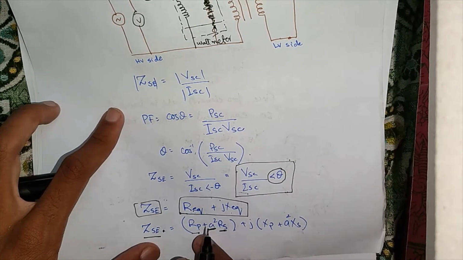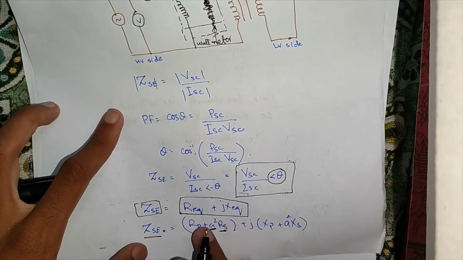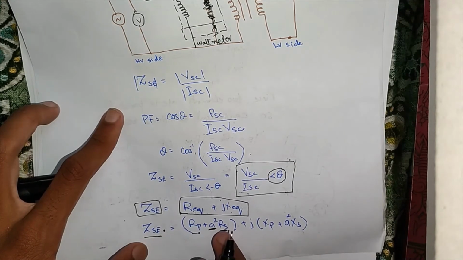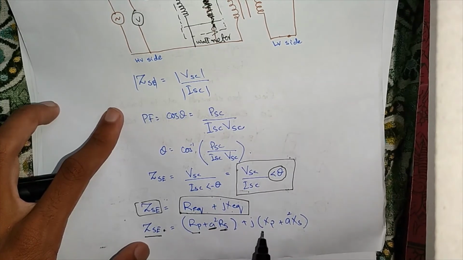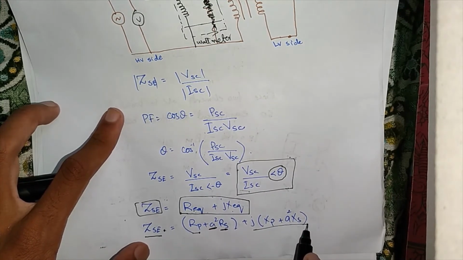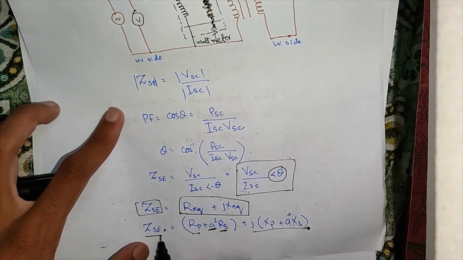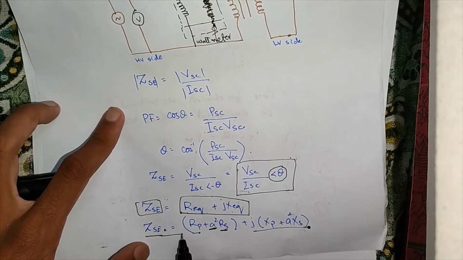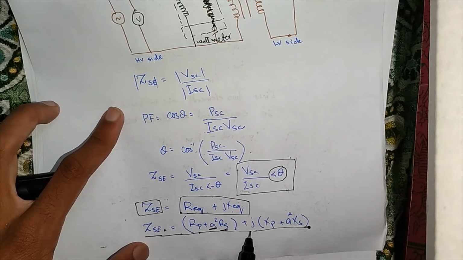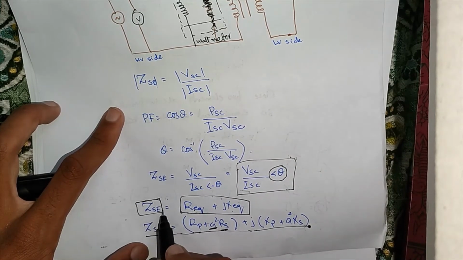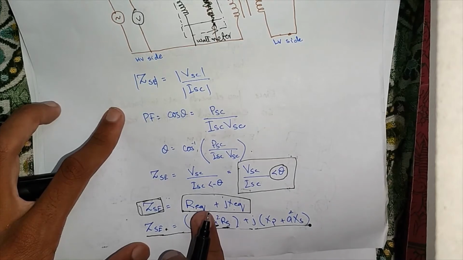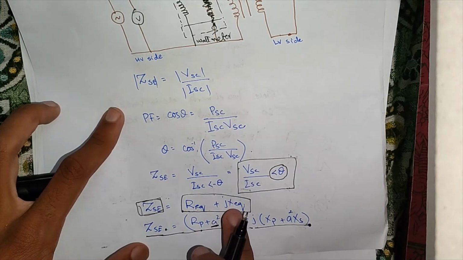Now I am referring my impedance from the primary circuit to the secondary circuit plus its equivalent impedance referred to the primary circuit. This is how you can write the impedance in the circuit referred to the primary side, or you can write simply the R equivalent and jX equivalent, which are computed by short circuit test.